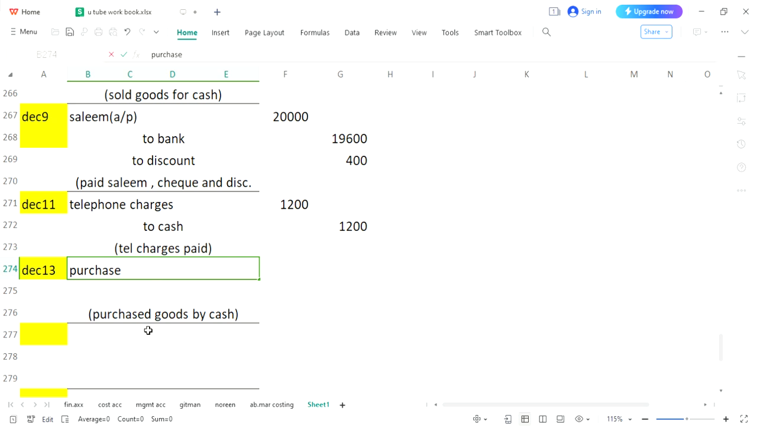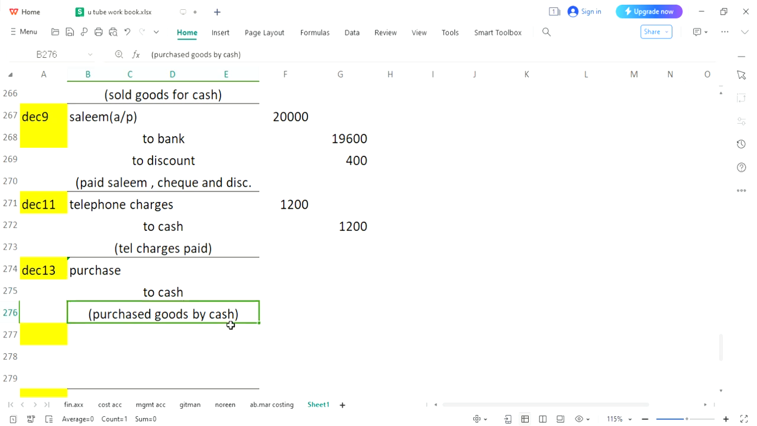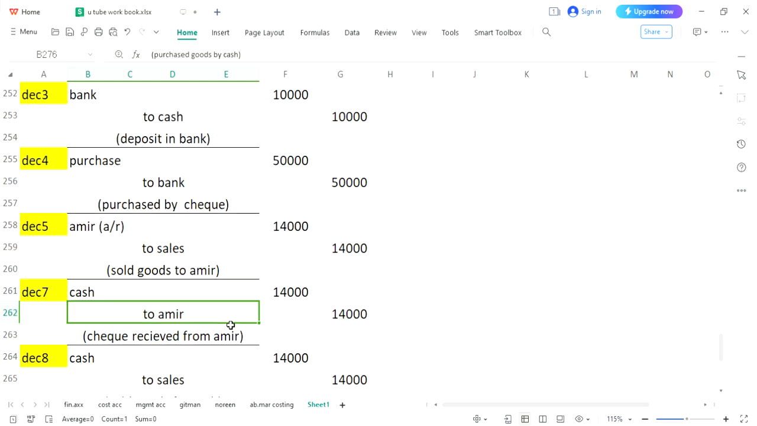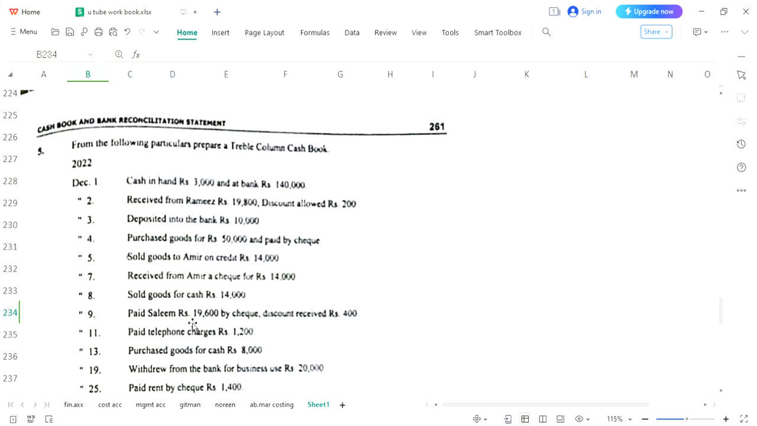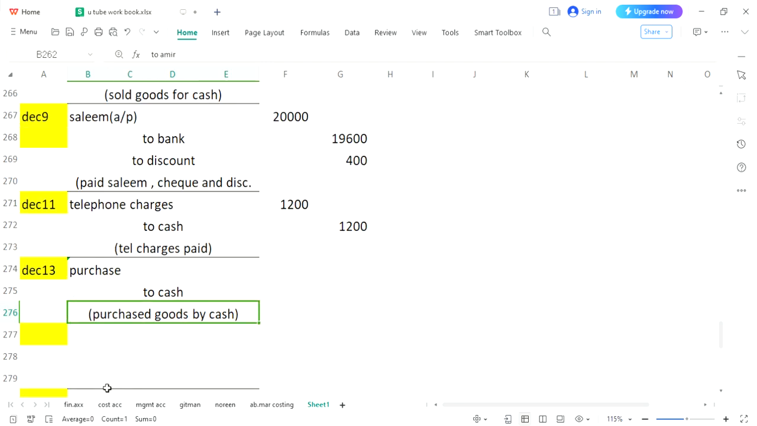Goods were written just for the reference. You may erase it. When you have bought goods by cash, cash will go out. It is your asset. Asset is decreasing when you are paying. A decrease in asset should be credited. So you will credit cash as a decrease in asset. The entry is purchase to cash. December 13 is completed.